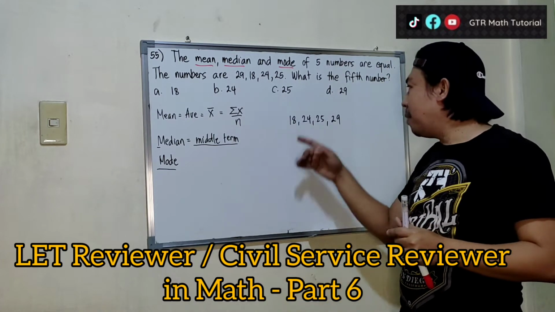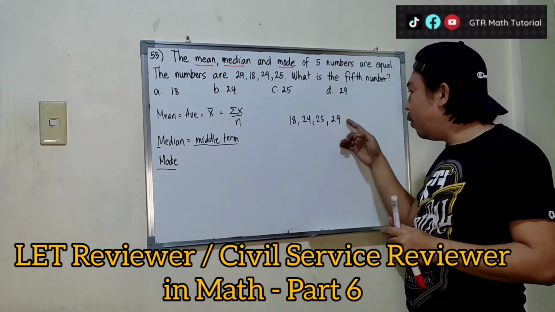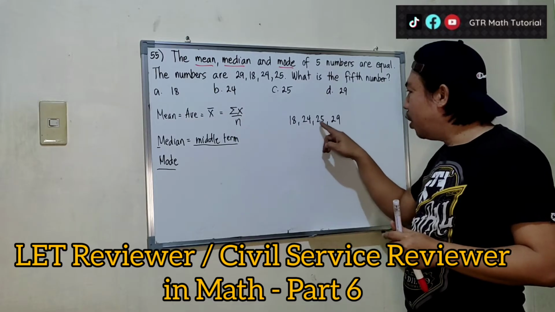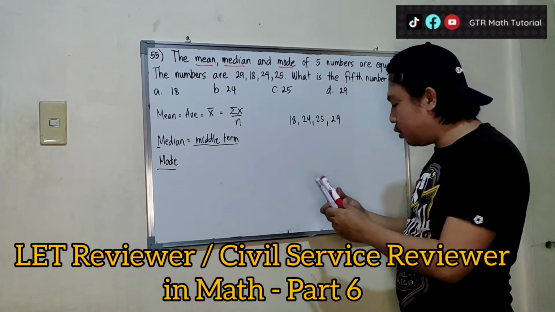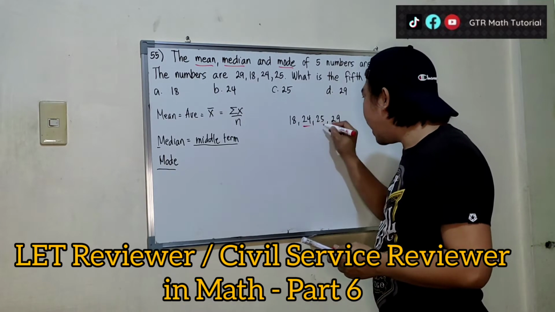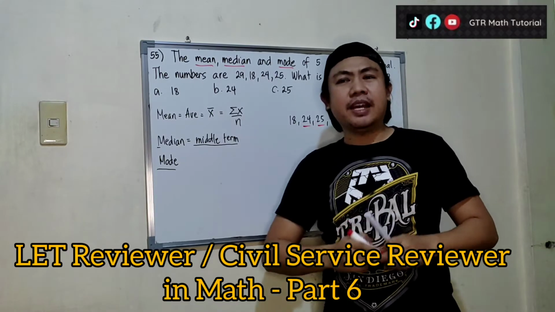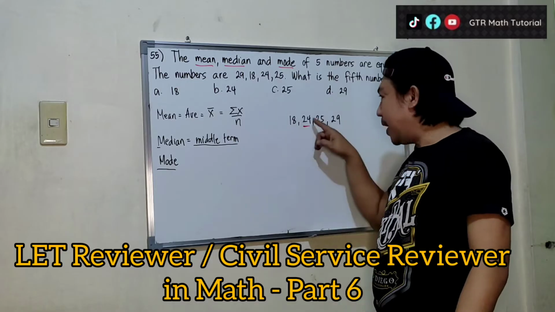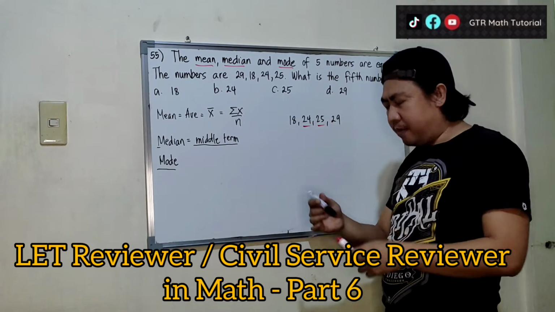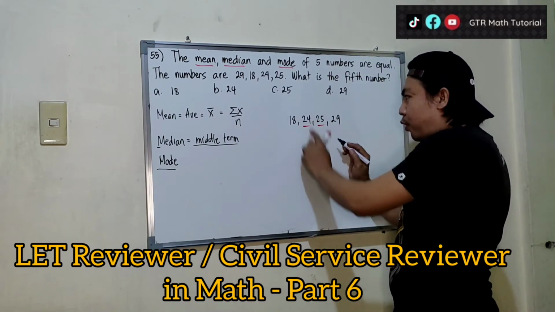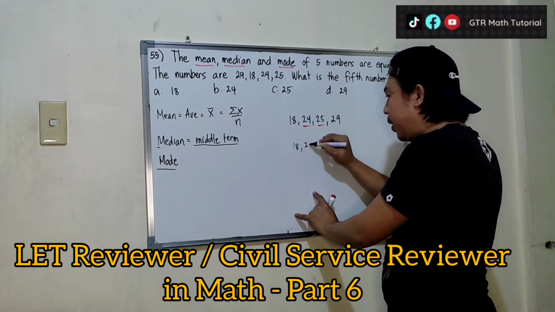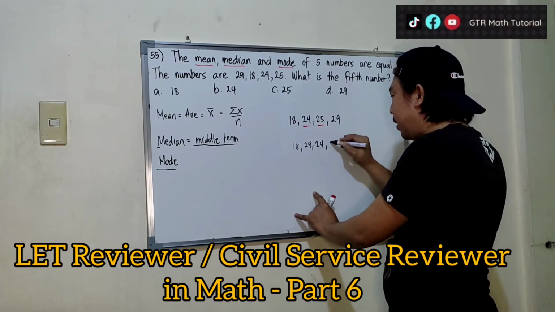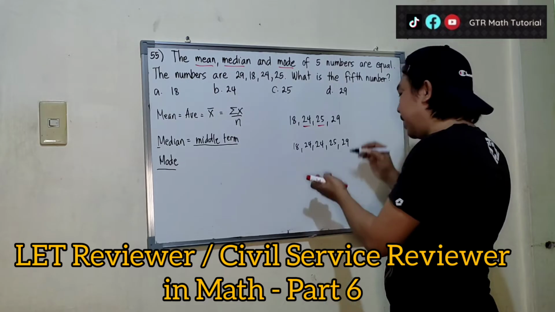So syempre, di ba, pag in-arrange natin sa lowest to highest, kailangan 24 or 25 lang yung pwedeng maging sagot natin. So, alin dito sa dalawa ang pwedeng maging fifth number natin? So, pwedeng 24, pwedeng 25. Kasi, kapag 24, so we have 18, 24, 24, 25, 29.